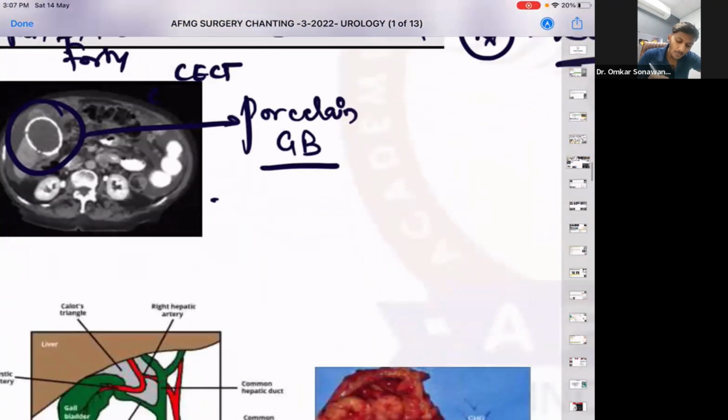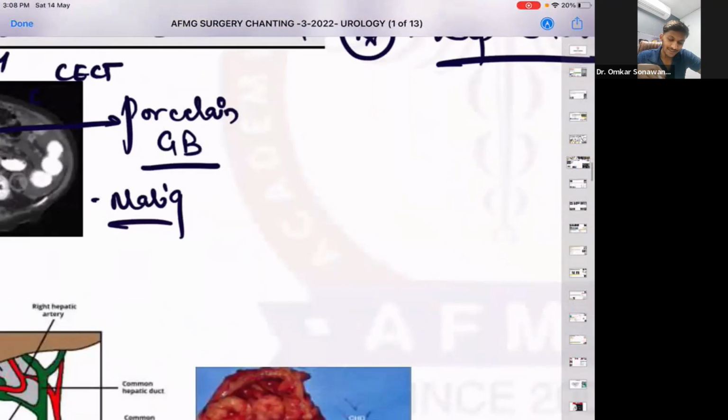And please remember, porcelain gallbladder is highly suggestive of malignancy. So if there is a porcelain gallbladder, definitely you need to remove the gallbladder. That is, laparoscopic cholecystectomy should be done if there is a porcelain gallbladder. This is useful, just do not tell the patient.